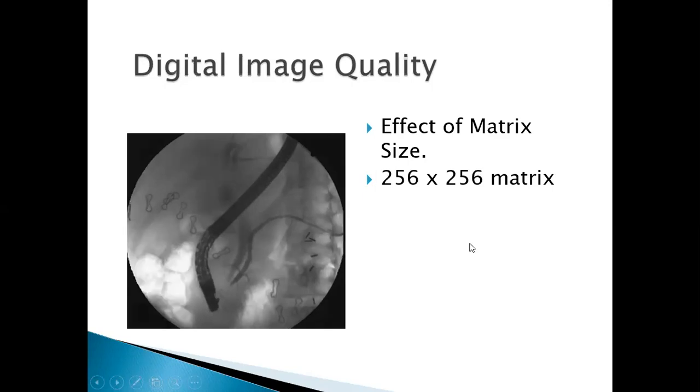We have 256 by 256. This gives us a good contrast, but the contrast here is not as beautiful as the contrast here. So that's the effect of matrix size. The more the matrix size, the better the contrast resolution, that's the better the CNR, the contrast to noise ratio, and also the SNR, signal to noise ratio.